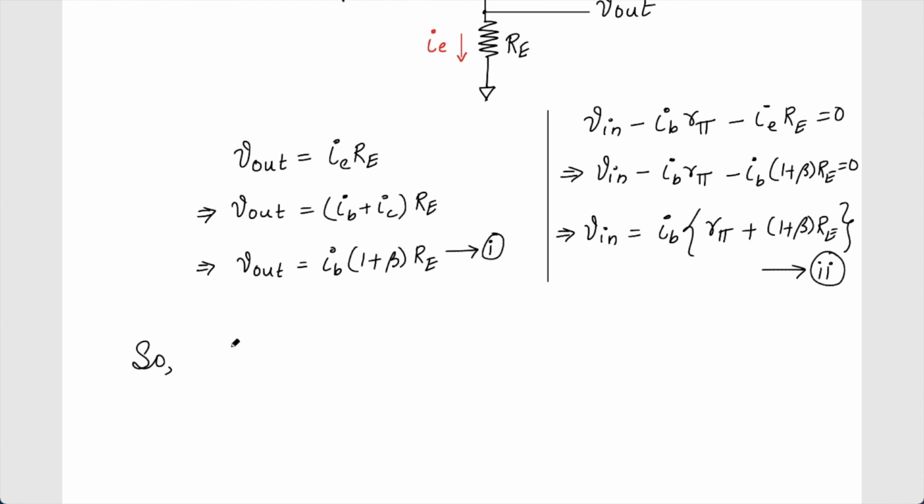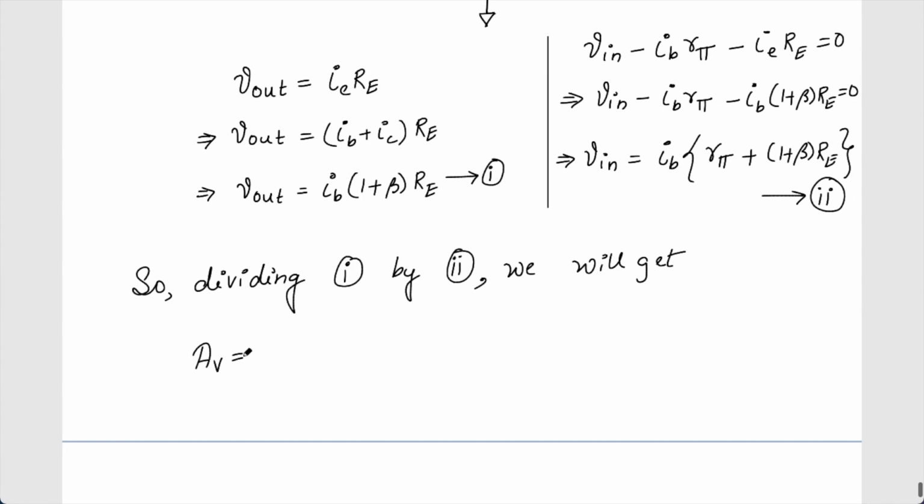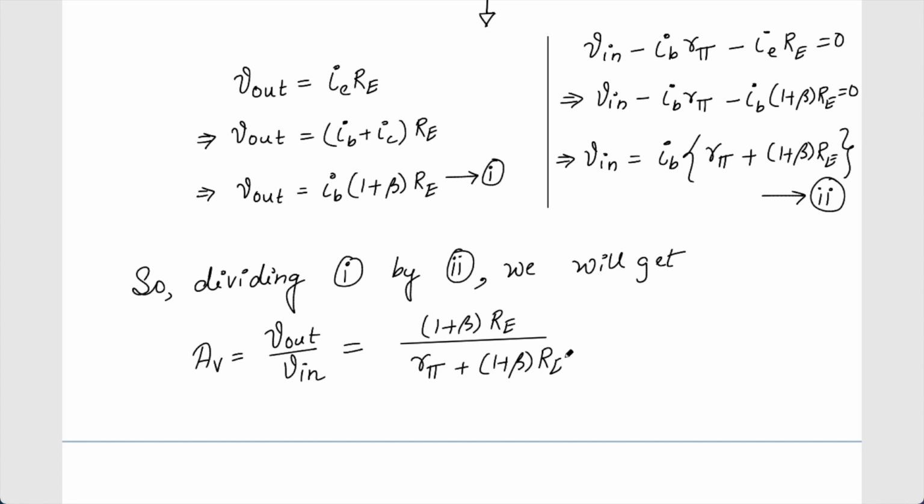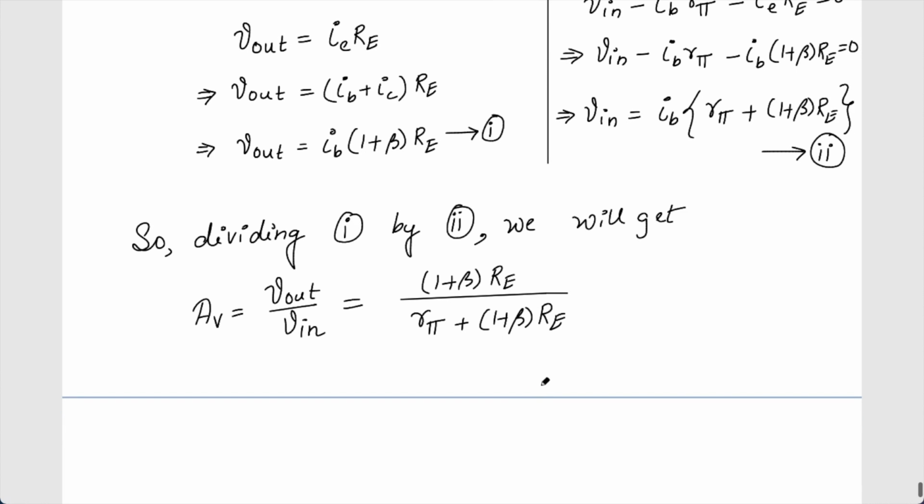So dividing equation number 1 by 2, we will get the gain, which is basically V out by V in, equal to, now in this case IB will get cancelled. So what I'll get here is (1 plus beta) RE divided by R pi plus (1 plus beta) into RE. This is the expression that I will get, and this is the gain expression.